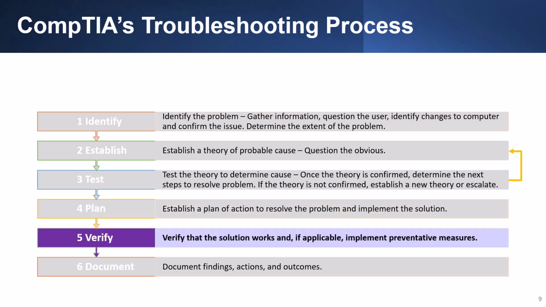After you have implemented the solution, you need to verify that the problem is fixed, no new problems have been introduced, and the system or systems are fully functional. If the user has reported the problem, you can verify with the user that the problem is fixed. You may need to consider preventing future issues by taking steps to prevent the issue from happening again. For example, apply system updates, patches, or firmware upgrades. Educate users on best practices, and adjust policies or configurations if needed.